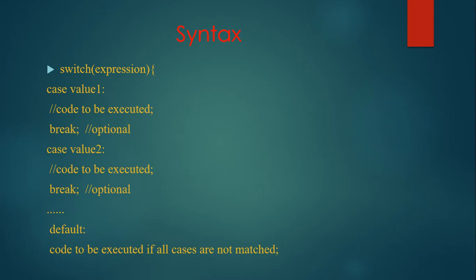So: switch expression, case value 1, code to be executed, break, case value 2, code to be executed, break, and whatever case values we want to give, we can give. There are no rules restricting how many; we can use n number of case values. And at last we use the default. If all the case values are false, then the code written in default will be executed, that is, the code to be executed if none of the cases match the expression.